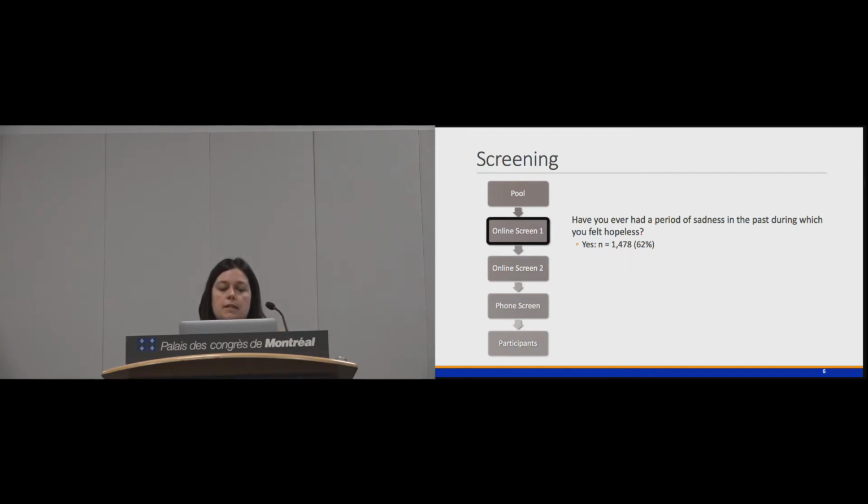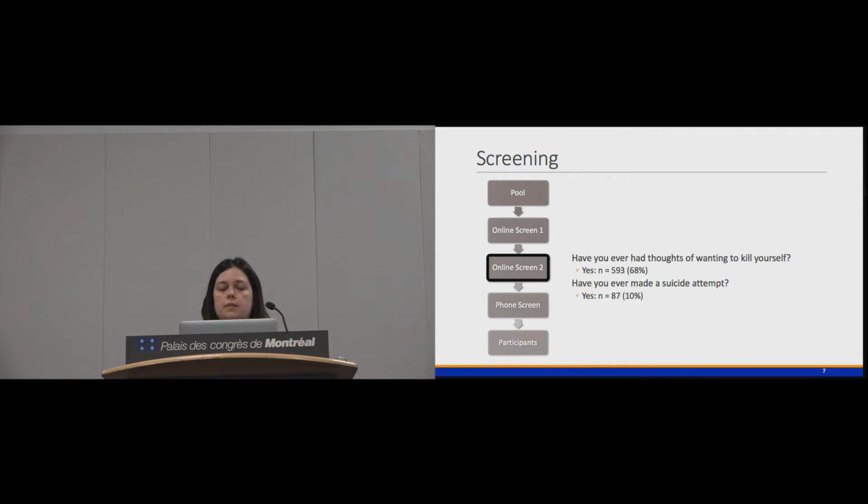Of those who responded yes, we followed up with a second screen and asked them if they had ever had thoughts of wanting to kill themselves, of which 600 said they had. You'll see a drop in numbers because not everybody replied to the second screen. We also asked if they had ever made a suicide attempt, of which 90 people said that they had.